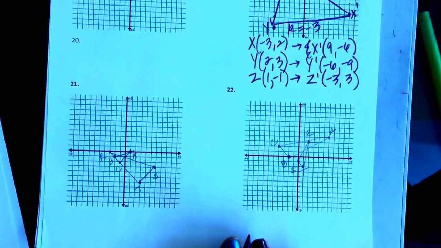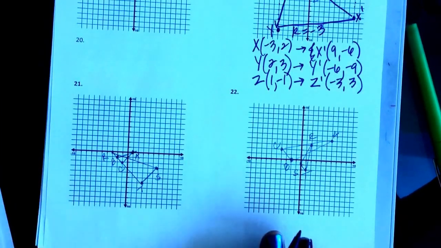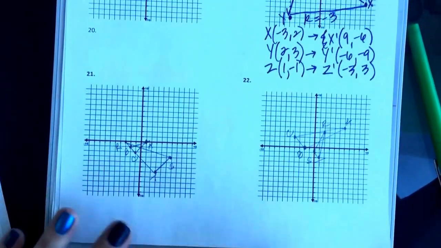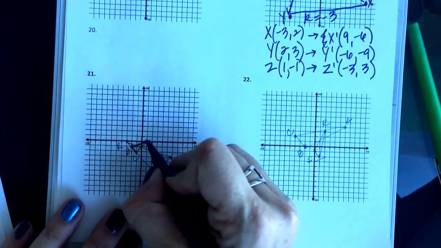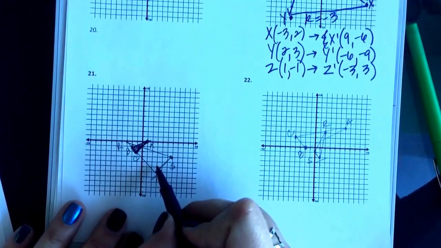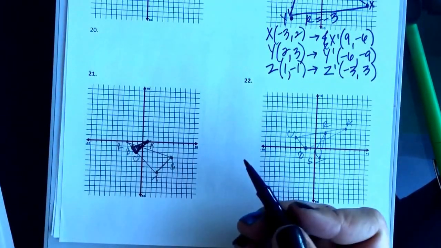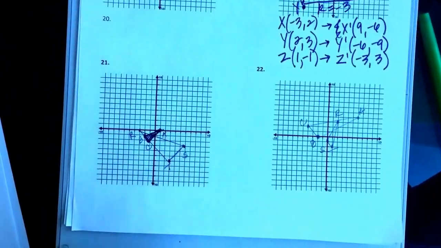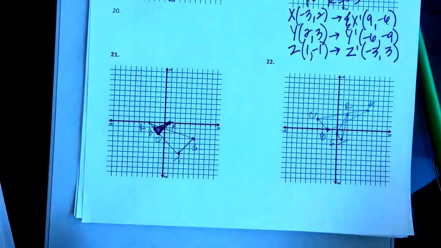Now in number 21 and 22, how can we get from what we started with to what we ended with? What we started with is this little figure. An analysis of these points tells me that this figure is 3 times the size. So I've got to do something, and then I've got to triple it.